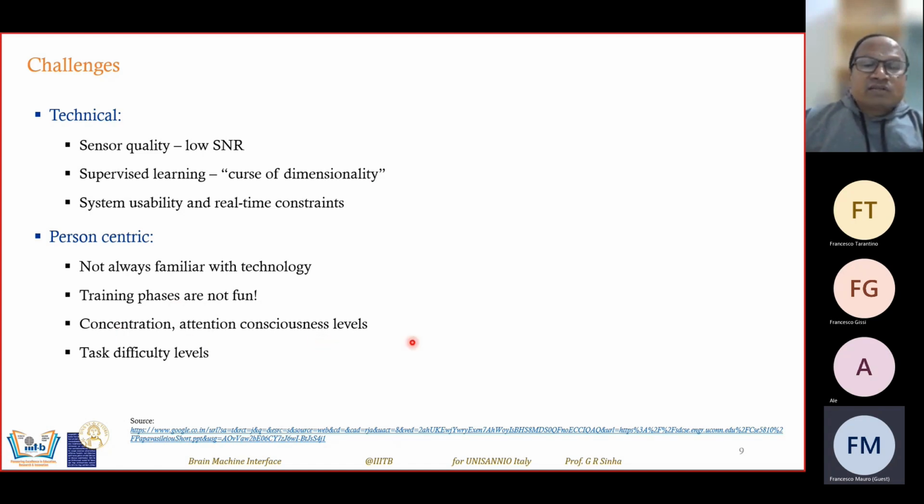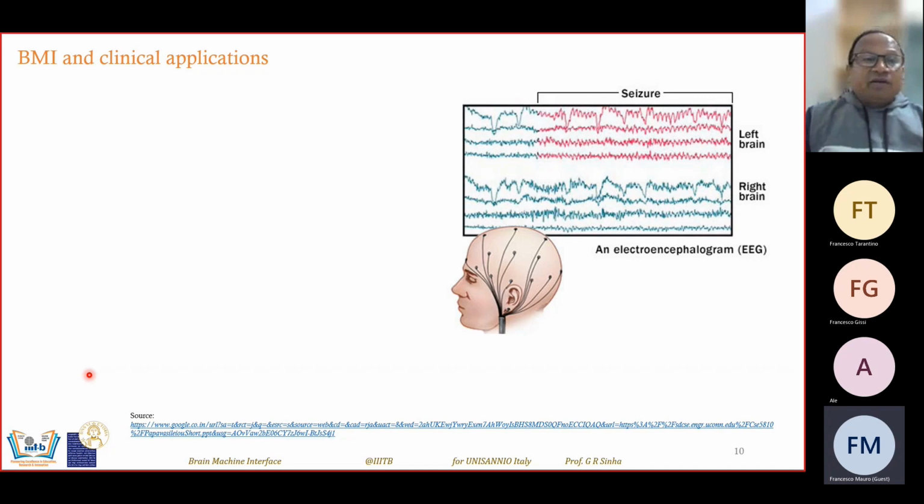Concentration, attention, consciousness levels. These are complex things. And when you are recording the modality, a lot of precaution has to be taken. And then task difficulty levels. When you want to study attention or the ability to pay attention, what type of task you are assigning, what the difficulty levels are in different tasks. Accordingly, the assessment of cognitive ability will be different.